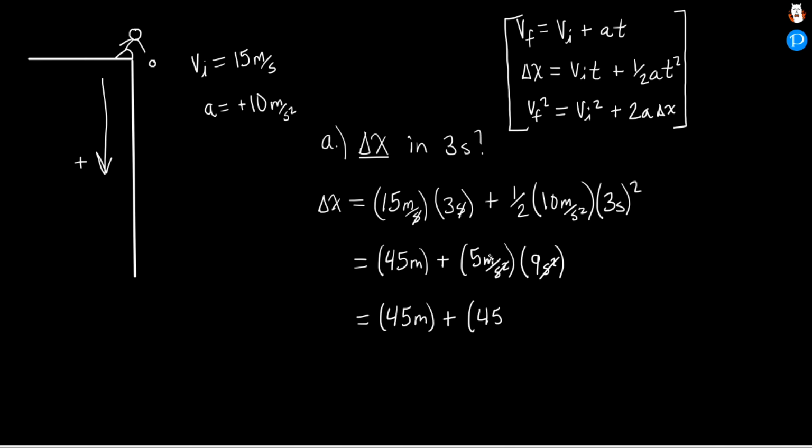45 meters, which makes sense because remember we're solving for a distance or a displacement, so it should be meters in the end. That's a good way to know that what we're doing is correct if our units end up canceling out to what we want in the end. And so 45 and 45, that means this rock is going to travel 90 meters in 3 seconds if we give it this initial velocity of 15 meters per second.